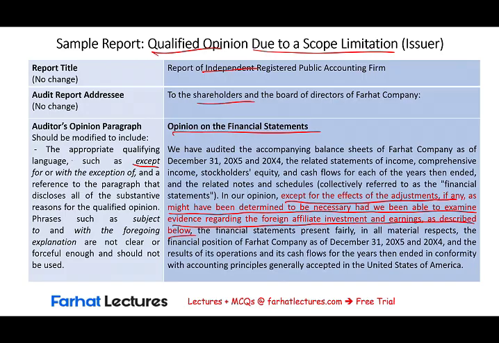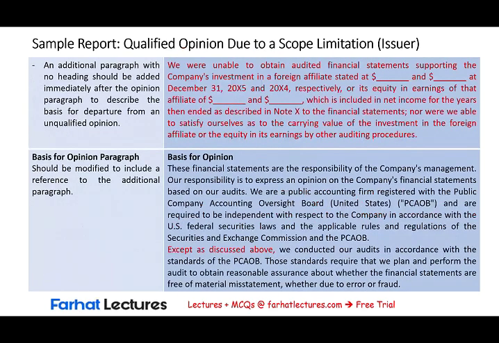It looks here there is an adjustment they could not collect enough evidence for. In the absence of that, we are in good shape. So they told you what the issue is. So an additional paragraph with no heading should be added immediately after the opinion, explaining we were unable to obtain the audited financial statements supporting the company's investment in a foreign affiliate, and so on. You'll have to explain this, and you'd say, look at this note.